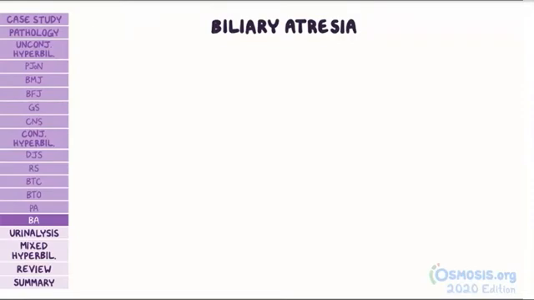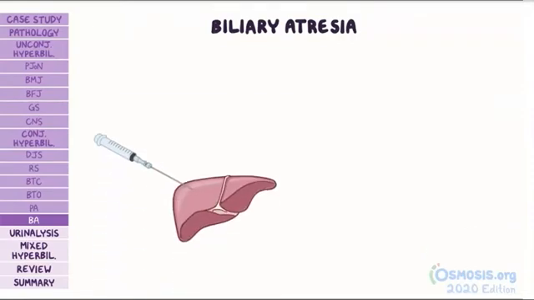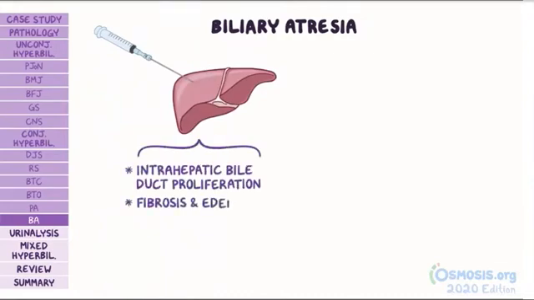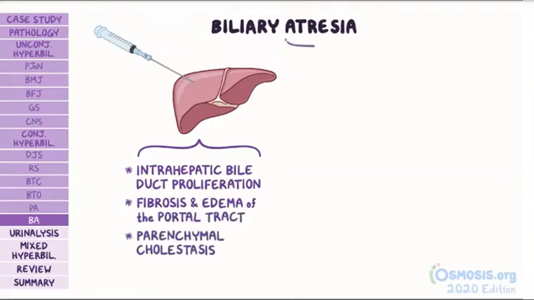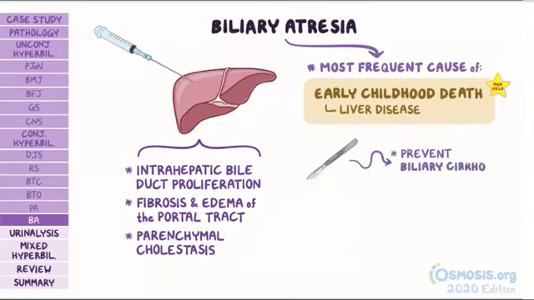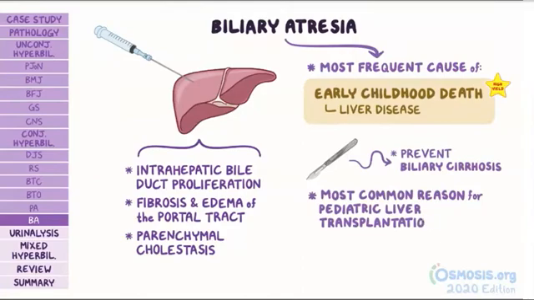It's also important to note that the method of choice for the diagnosis is a liver biopsy, which shows intrahepatic bile duct proliferation, fibrosis and edema of the portal tract, and parenchymal cholestasis. Biliary atresia is the most frequent cause of early childhood death related to liver disease. Therefore, it requires surgical intervention to prevent progression to biliary cirrhosis. Finally, biliary atresia is the most common reason for pediatric liver transplantation.